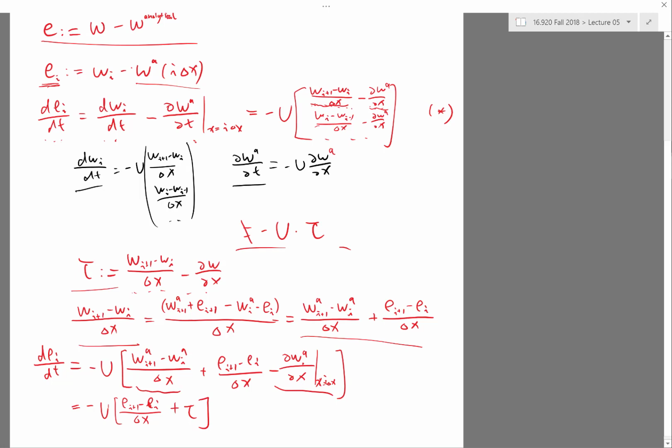So like tau is defined. Can you go over the example of tau? Tau is defined like this. Tau is the difference between the numerical approximation to the differential operator and the analytical differential operator operated on the same function.